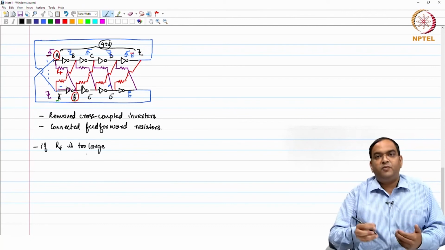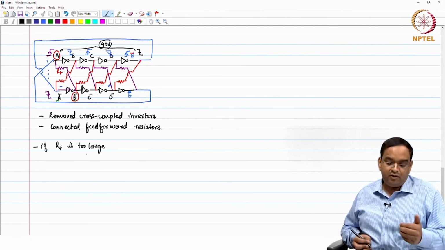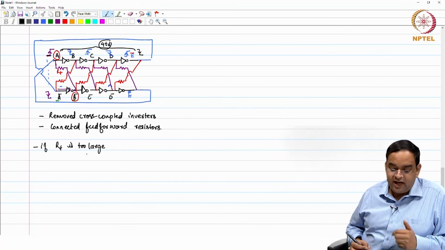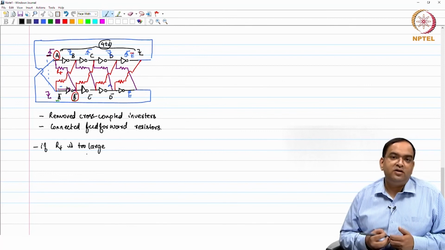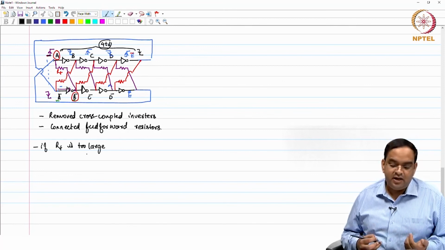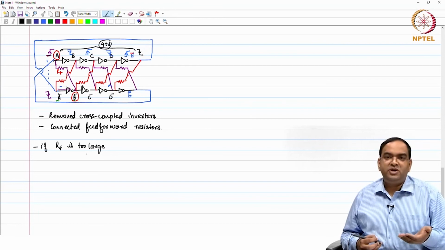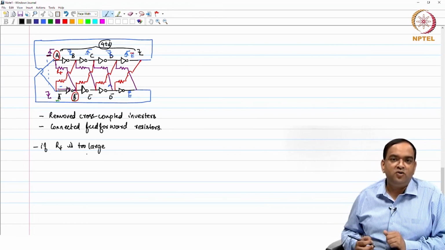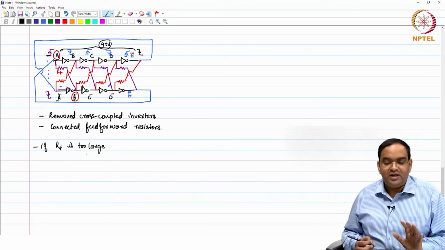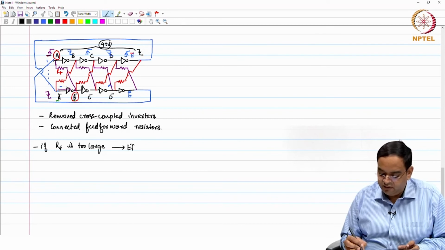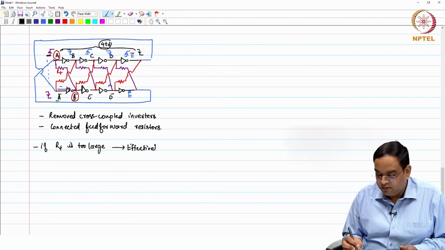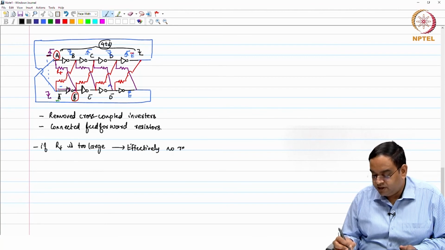The thing is, if RF is too large, okay, again there is an optimization for this feedback resistor here, feed forward resistor here. If RF is too large, you can effectively think that it is like going close to RF is infinity. If RF is infinity, there is no relationship between the phases, it is like an open loop, right, the circuit will not oscillate at all. So, if RF is too large, effectively no relationship between the phases.